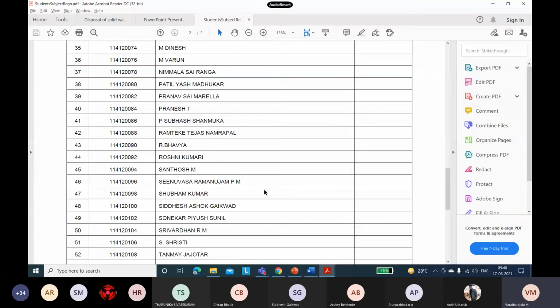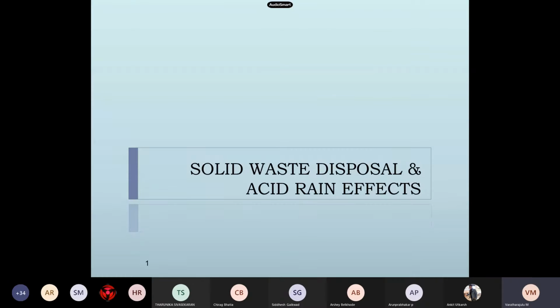This is today's topic: solid waste disposal and solid waste management. In continuation with that, we are going to have a discussion about the acid rain effects. And before that, what was the major source of solid waste, or soil waste?